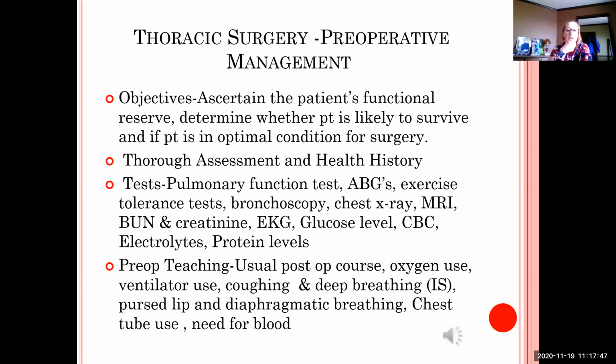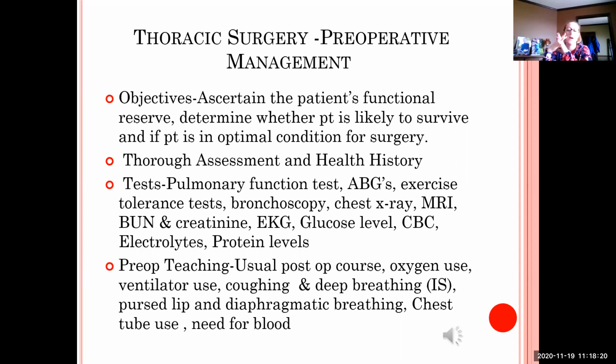So the objectives: ascertain the patient's functional reserve, determine whether they're likely to survive, and whether the patient is in optimal condition for surgery. So obtain a thorough assessment, including H&P, pulmonary function tests, ABGs, exercise tolerance, bronchoscopy, chest X-ray, MRI, and all the lab levels, to determine whether or not they'll fare well after surgery.